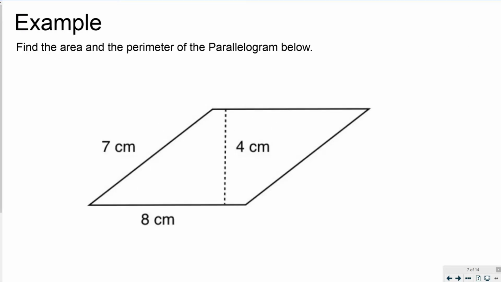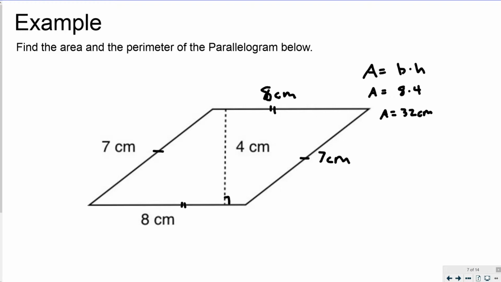So, example: find the area and the perimeter of the parallelogram below. I remember the properties of parallelograms state that this side would be 7 centimeters, and this side up here would be congruent to the opposite side down here of 8 centimeters. So for the area, I could do base times height, and I can tell right here that these definitely make a 90-degree angle. So the area is going to be 8 times 4, which means the area is 32 centimeters squared. And remember that all area needs to be in units squared.